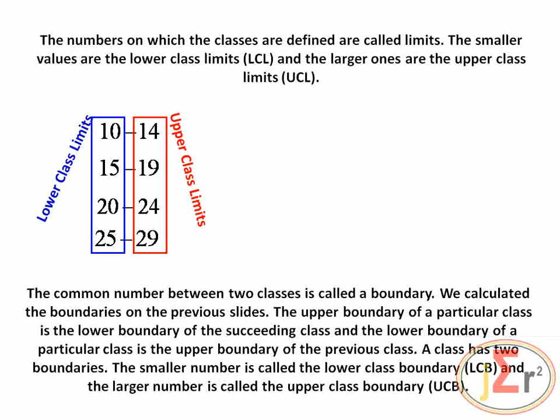The upper boundary of a particular class is the lower boundary of the succeeding class, and the lower boundary of a particular class is the upper boundary of the previous class. A class has two boundaries. The smaller number is called the lower class boundary, LCB, and the larger number is called the upper class boundary, UCB.